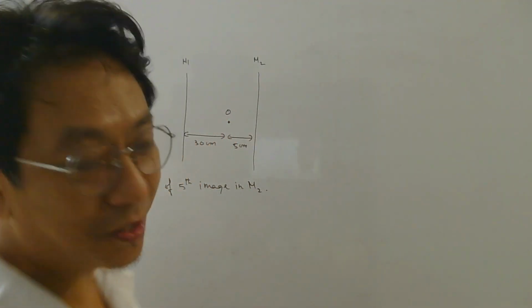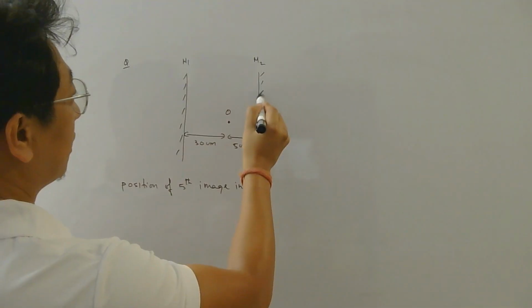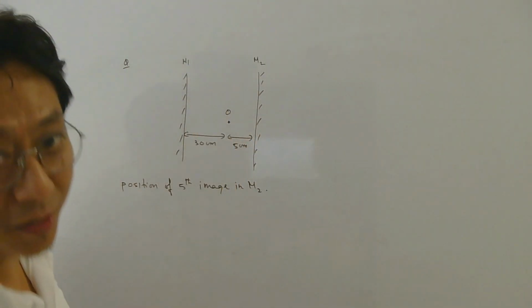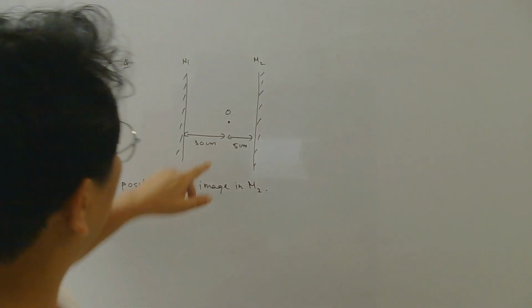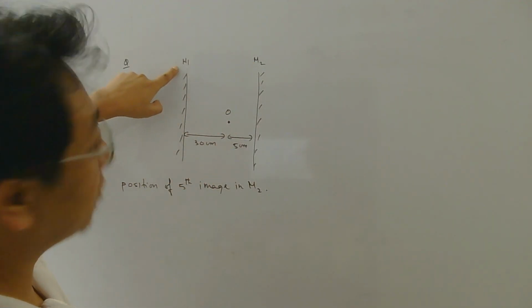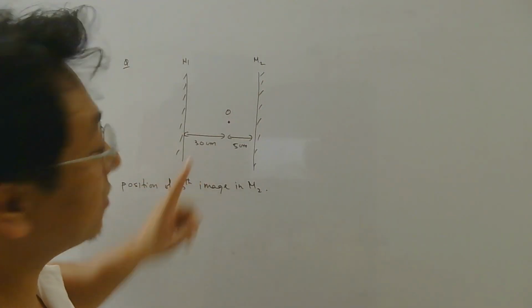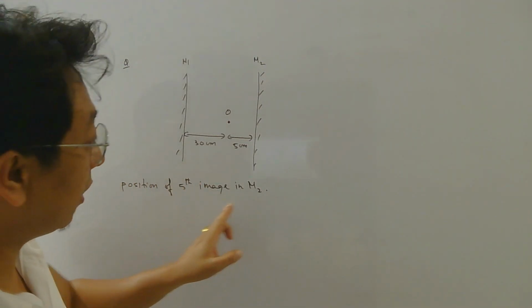So let's see the next question. We have two plane mirrors M1, M2, which are kept parallel, and you know in that case if you put an object you will get infinite number of images. From the second mirror the object is at 5 centimeter, and from the first mirror the object is at 30 centimeter. You have to find the position of fifth image in M2.